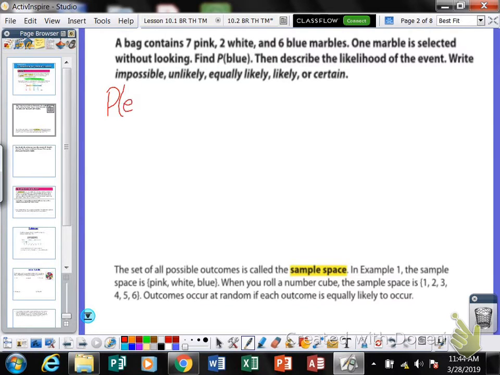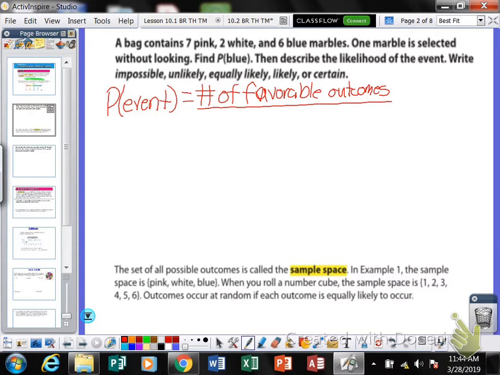So the probability of the event equals the number of favorable outcomes over the number of possible outcomes. That's how we write that ratio.